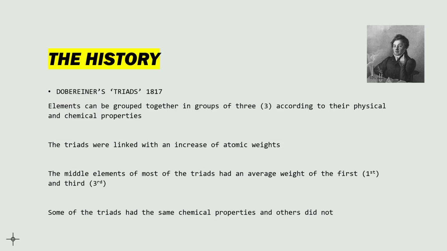The triads were linked with an increase of atomic weights, which we today call atomic mass. The middle element of most of the triads had an atomic weight that was the average of the first element and the third element of the triad. I am so sorry, guys. Some of the triads had the same chemical properties and others did not. So now we can see some fault in this periodic table.